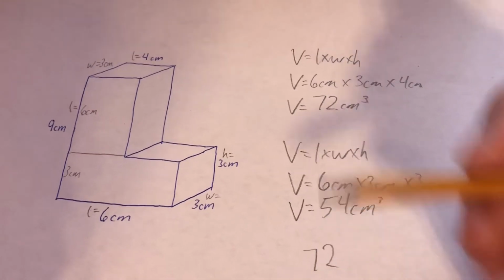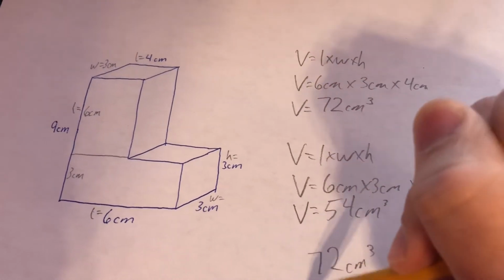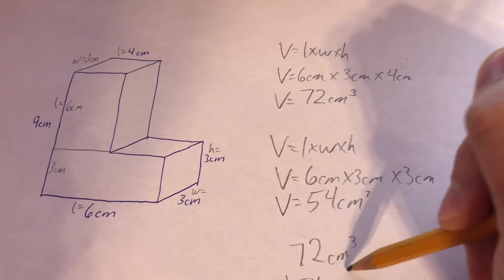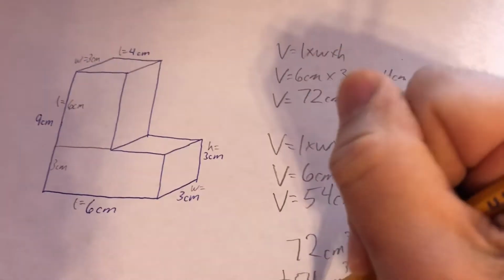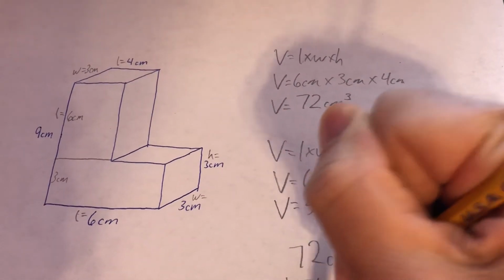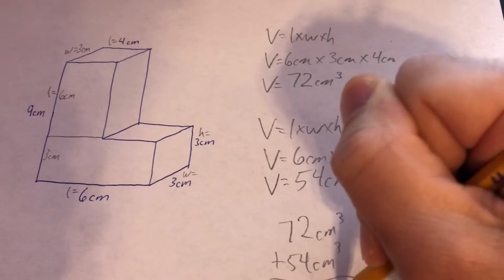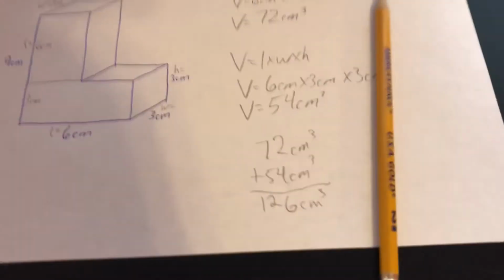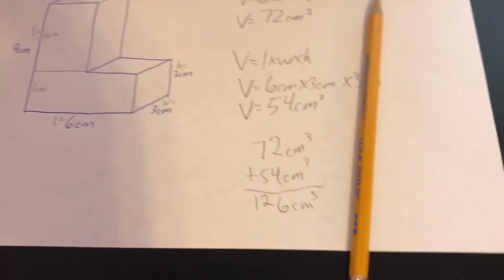So 72 cubic centimeters plus 54 cubic centimeters. There we go. So 126 cubic centimeters. I have it inside there. There we go. If I go back, let's see, compare.